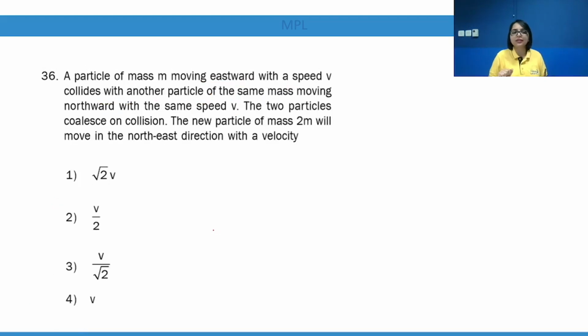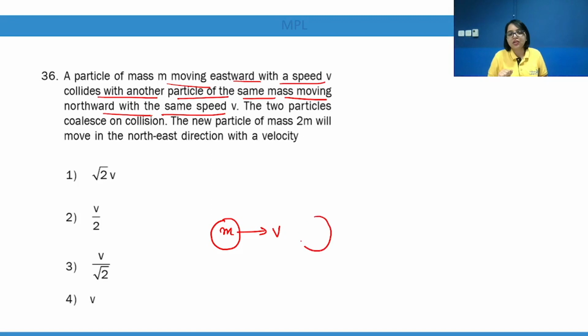Question number 36. A particle of mass m moving eastward with a velocity v collides with another particle of the same mass moving northward with the same velocity v. So basically we have two masses m. It is moving with velocity v in this direction. Another mass m moving with velocity v in this direction. So what is the initial momentum of the system? mv i cap plus mv j cap.